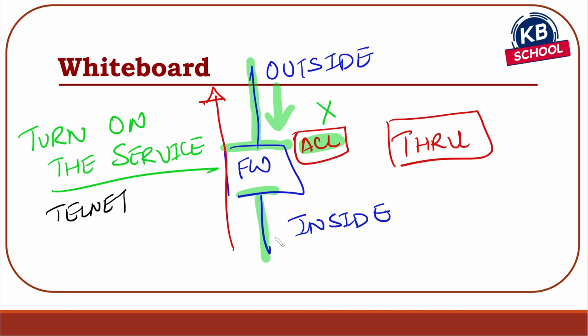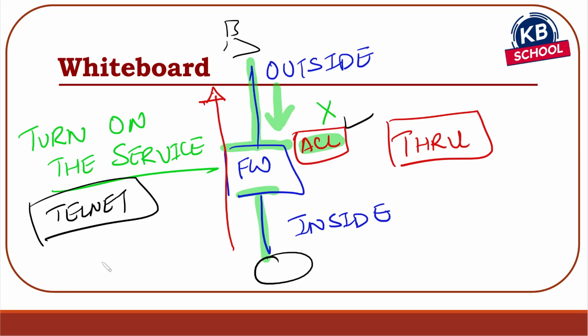It's not through the firewall. If somebody wants to telnet into a device over here, that's through traffic. That would be running an ACL. But if you're telnetting to the firewall, the service needs to be running because I'm sending the packet destined to the firewall. The only service that's on by default is the ICMP service for testing purposes, to see if the connectivity is there.